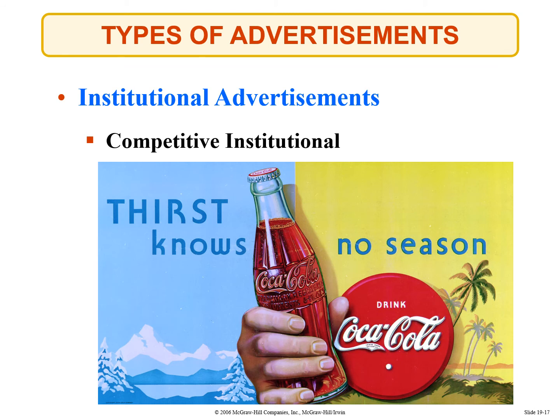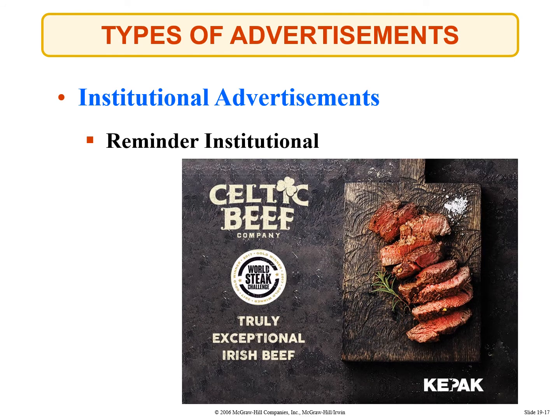Competitive institutional is where you're competing with other organizations, not really talking about specific products, but just trying to compete with other organizations. For example, Pepsi and Coke have had this war for a very long time, and they have been into competitive institutional advertisements where they want to compete with the other organization and show how they are better than the other. And then the reminder institutional, again similar to the reminder product advertisement. Here you try to remind consumers about your institution, about your organization, rather than specific products that you offer.